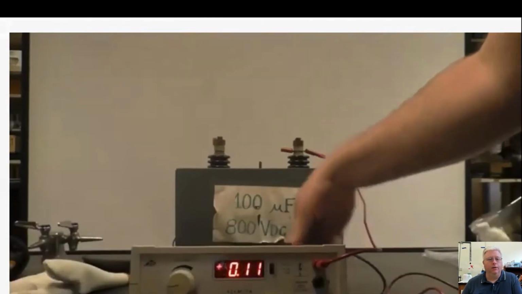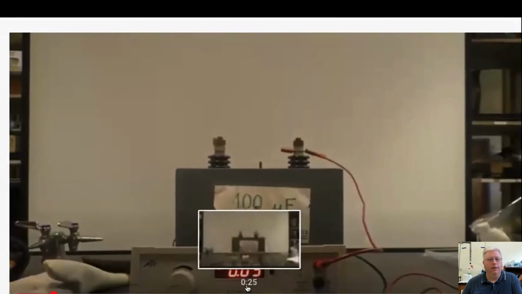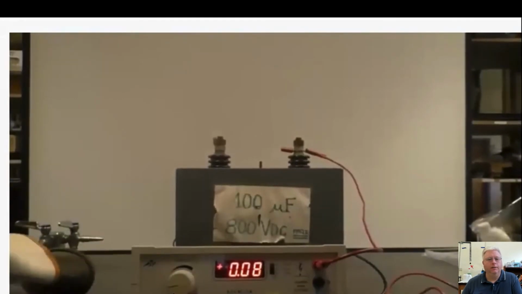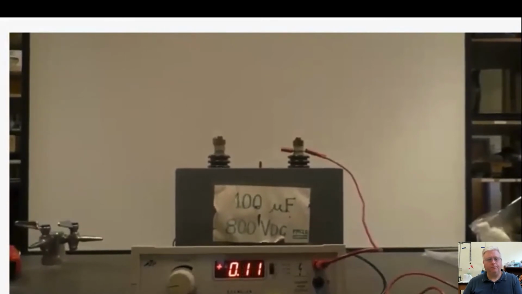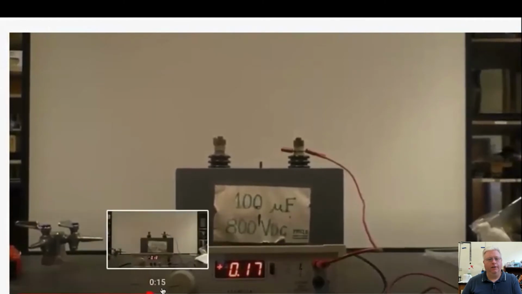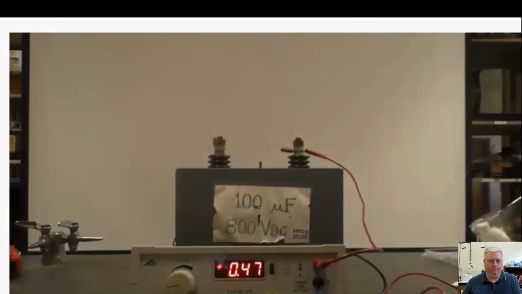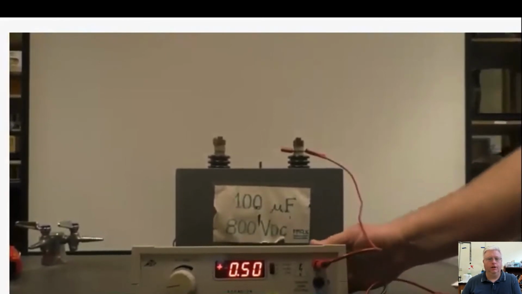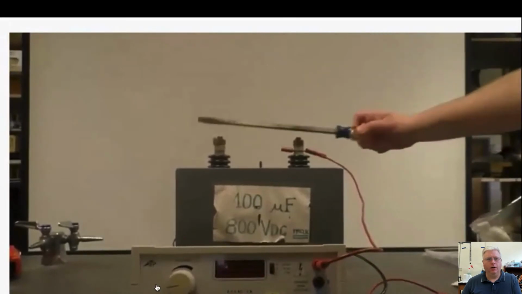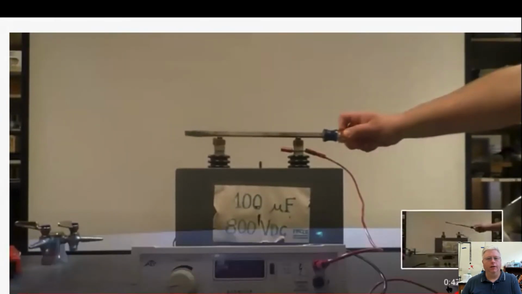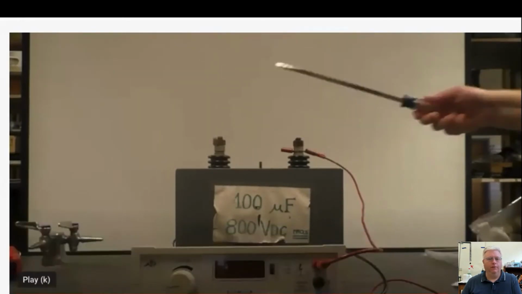And so what I'll do here is I'll charge it up, and the reading on the bottom is in kilovolts. So I'll go up. I think I go up to like 500 volts. And I'll turn it off. So now the capacitor is charged, and what I'm going to do here is touch the terminals with this big screwdriver.